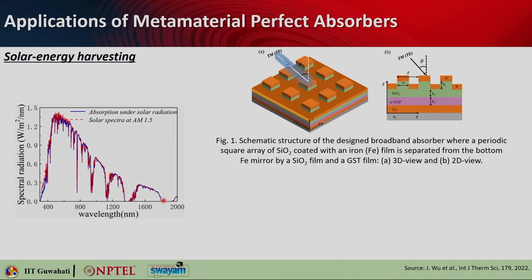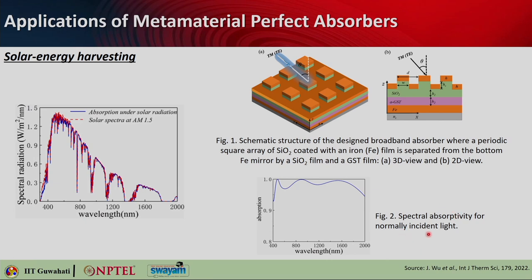There are many attempts in the literature to design this kind of perfect absorber. One such design has been published in this paper that I'm showing here. This is a broadband absorber with a periodic square array of silica coated with iron film, separated from a bottom iron mirror by another silica film and a GST film. This is the 3D view and this is the 2D view of the structure. Again, you can calculate the spectral absorptivity of this structure. You can see that it absorbs very strongly from 400 to 2000, that is the entire band that we are looking for. This is the absorption from this particular structure.